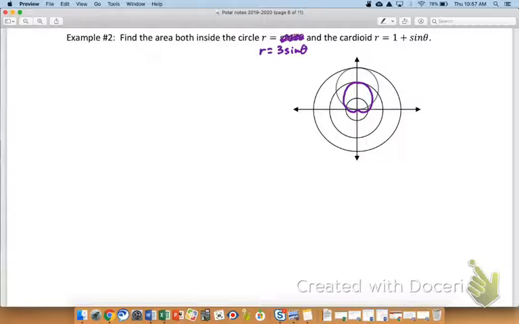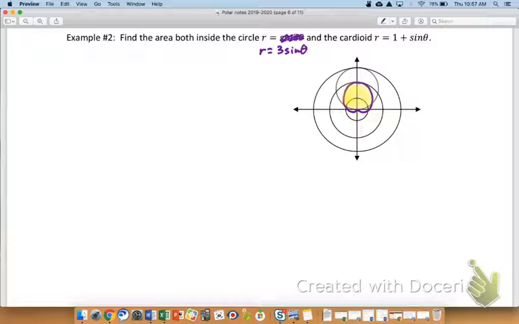Okay, so this says find the area both inside the circle and inside the cardioid. So let's define the area that we're talking about. Wouldn't this area be this yellow area? You see how that is inside the circle and inside the cardioid?